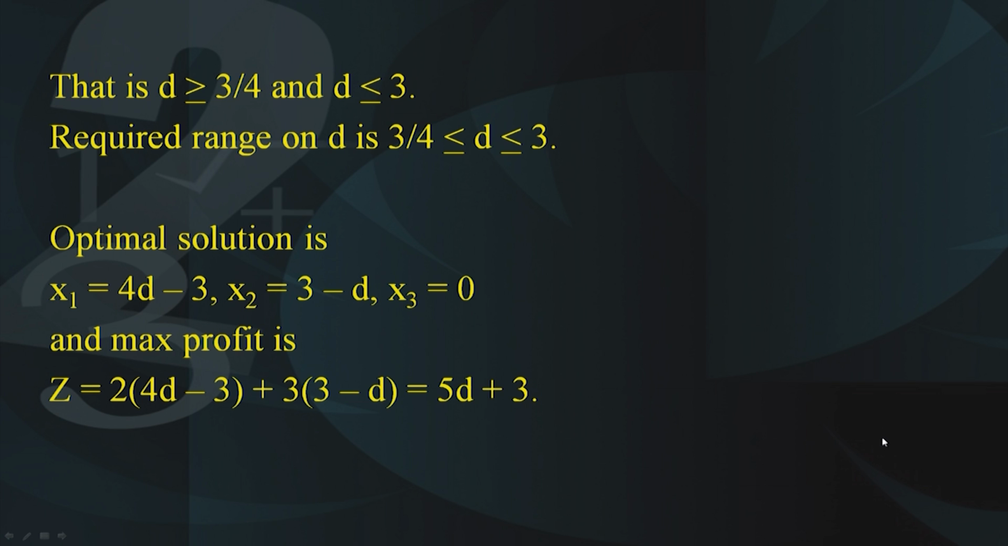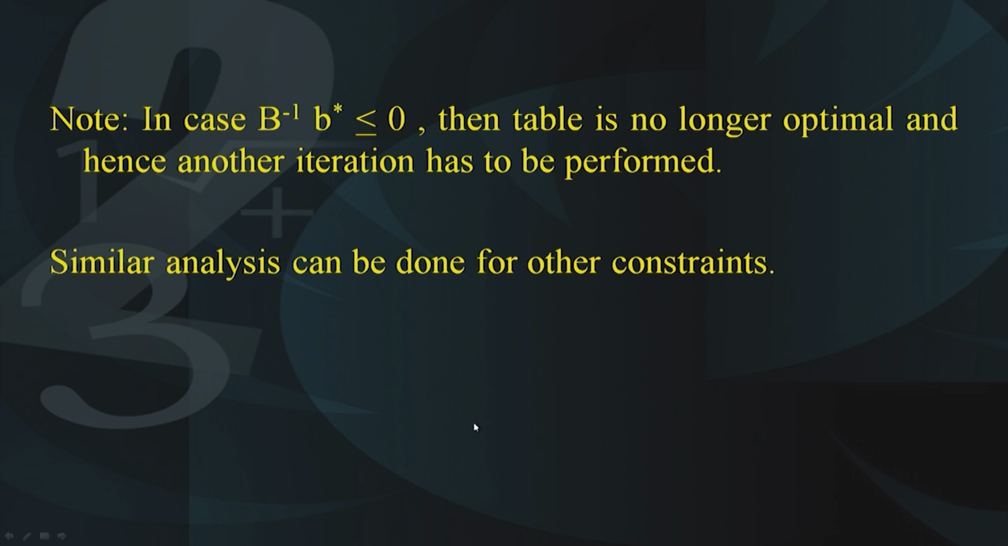Of course, the optimum solution will be x1 equal to 4D minus 3, x2 equal to 3 minus D and x3 equal to 0. And the maximum profit, if you substitute this in our objective function, is Z equal to 2 times 4D minus 3 plus 3 times 3 minus D, which is equal to 5D plus 3. Now, it may be noted that in case B inverse multiplied by B star is less than 0, then the table is no longer optimum and hence another iteration has to be performed.